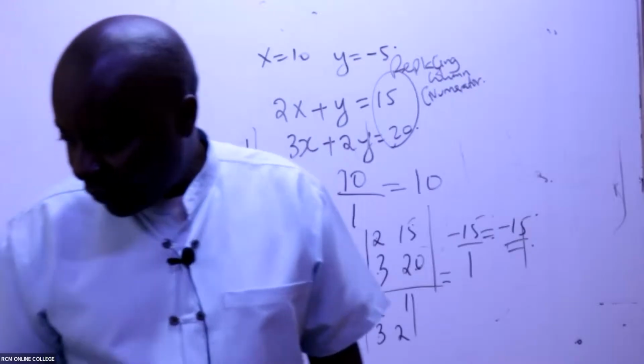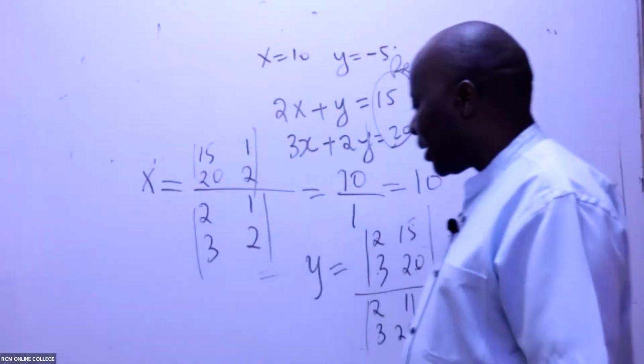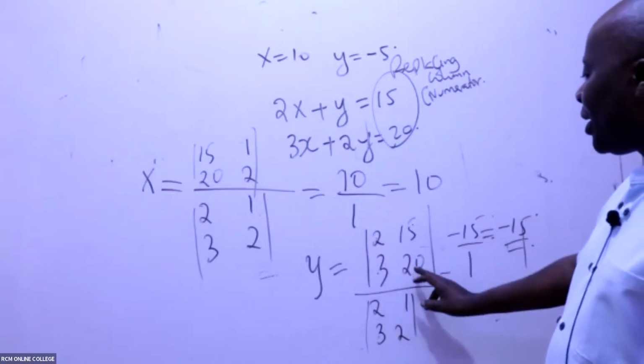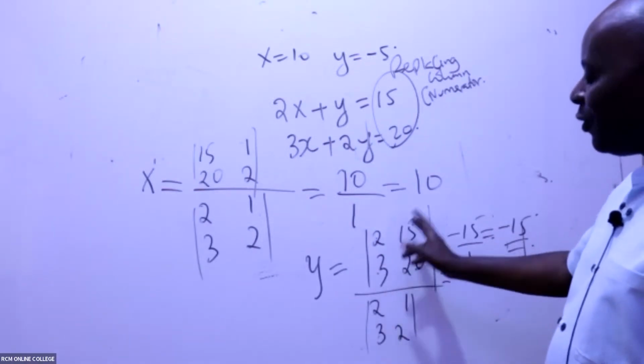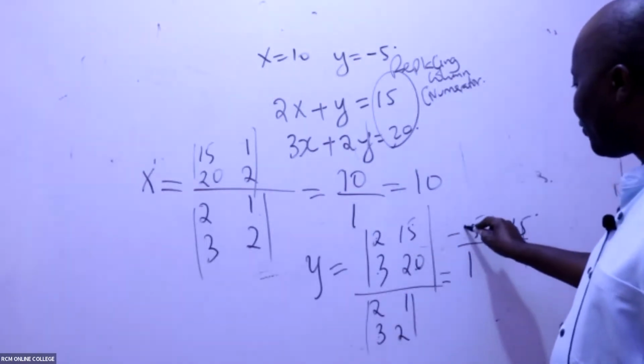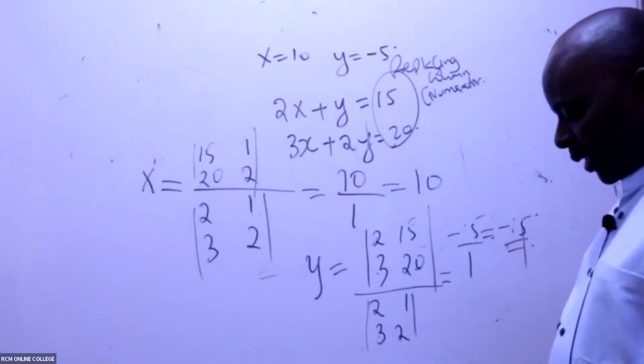Okay, it is -5, not -15. Okay, let's see. They're saying it's -5. Okay, yeah. 2 times 20 is 40. 40 minus 15 times 3, 45. Yeah, it's -5. Thank you very much for that. So the final answer is -5.